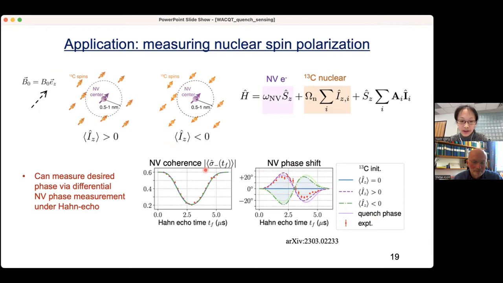So the upshot is that if we perform the standard Hahn echo, where we only see the dephasing of the NV, regardless of the nuclear spin polarization, we would expect, and we do see, the same signal. However, if we measure the NV phase shift, indeed we see this non-trivial phase shift effect, and it also provides an accurate, quantitative characterization of the actual spin mass polarization.